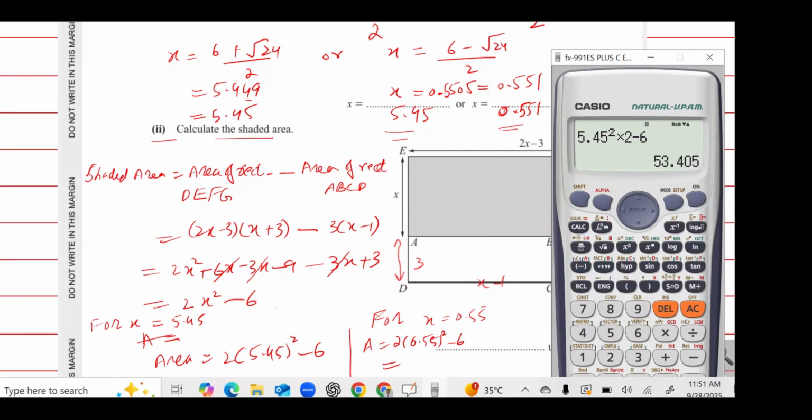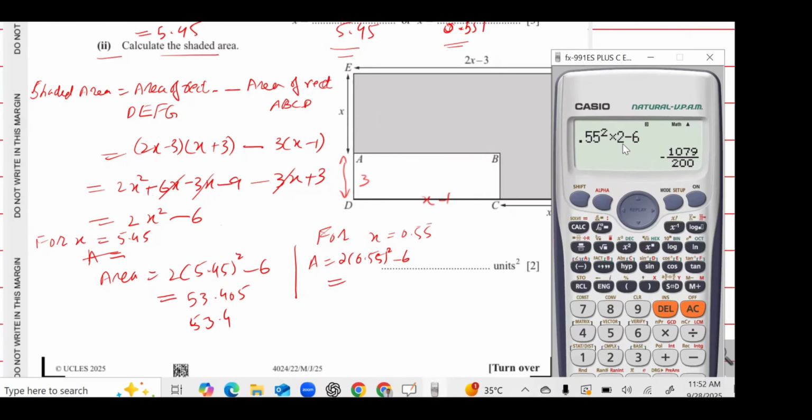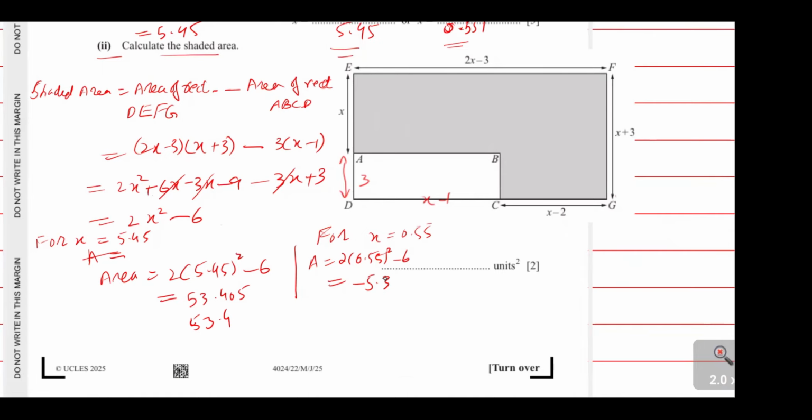So we write here 53.405 and this is 53.4. And the next area value here is 0.55 square into 2 minus 6. This is equal to minus 5.395 and this is minus 5.4 and this is not possible. Area should be a positive value. Therefore, we write the shaded area is 53.4 square unit. This is the answer.